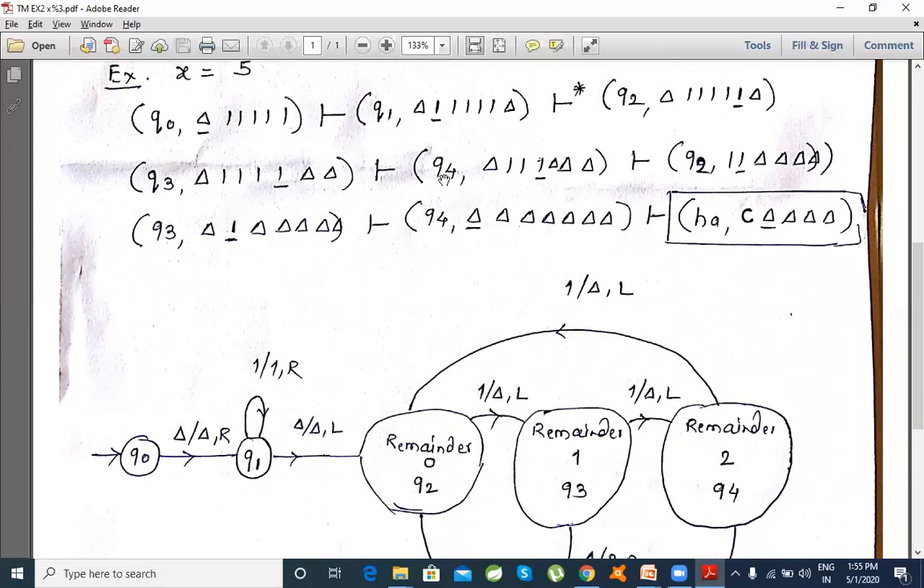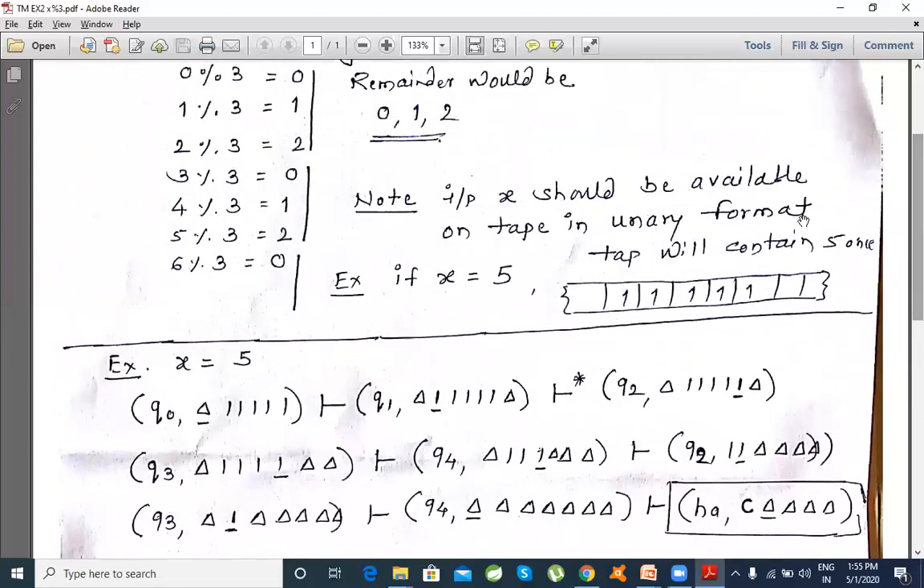Now next, being in Q4, if the next is 1, I am moving to read the third one. So just replace this one by null and go towards left. This third one will be replaced by null and we are switching back to Q2. Why? Because after reading 3 ones, if you take the remainder, it is always 0.